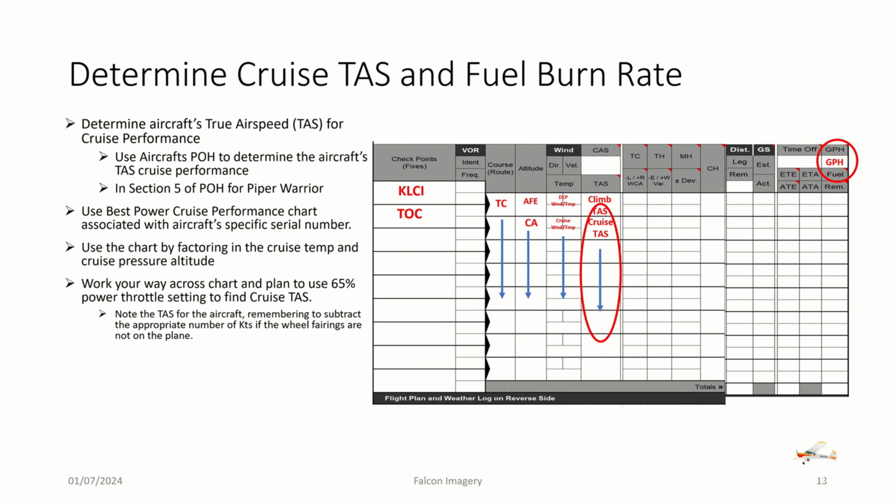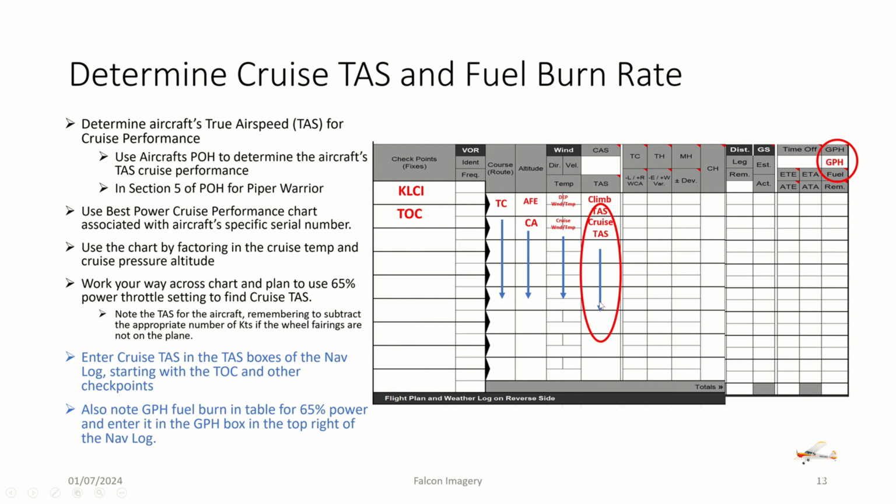So for example, a 65% power throttle setting with best power, you're going to be somewhere around 2,300 to 2,400 RPM for the aircraft and cruising approximately 97, 98 knots. Enter that information, the cruise true airspeed, in the true airspeed box of the nav log, starting with the top of climb and other checkpoints. So effectively, from the top of climb all the way to your arrival at your airport, that's what you're going to put in for your true airspeed.